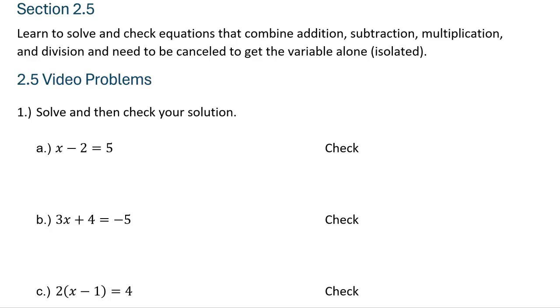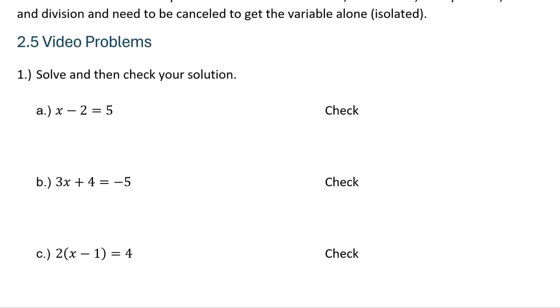In this video, we're talking about solving using addition, subtraction, multiplication, and division. So basically, it's a combination of the previous videos where we started with addition and subtraction and then moved to multiplication and division. So as always, the first thing that we need to do is to simplify on each side of the equal sign. So looking at 1a, we have x minus 2 equals 5.